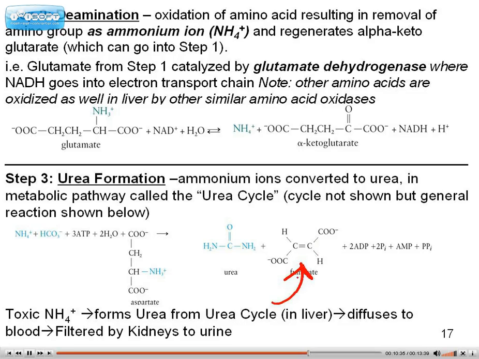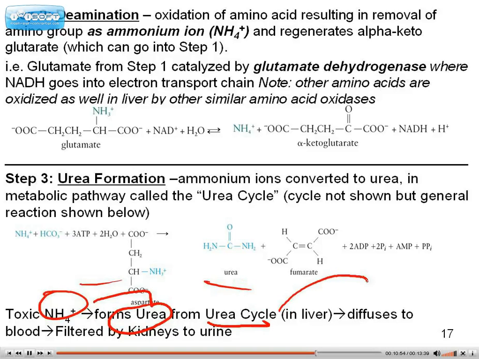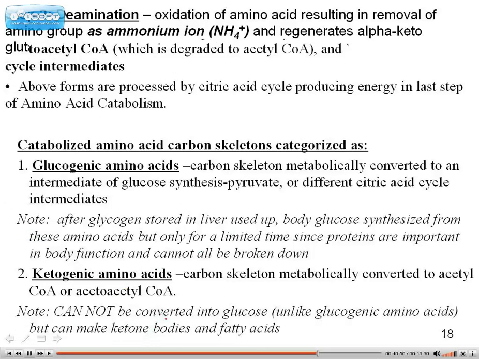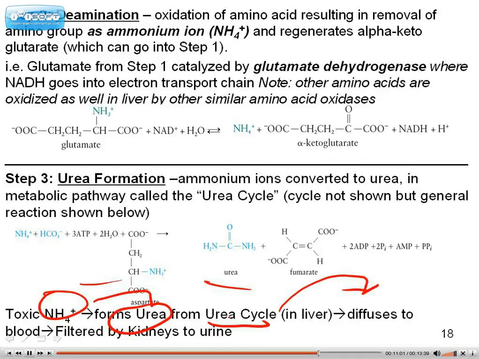Keep in mind it actually does take energy for this to occur. In summary, the ammonium is going to be transferred to an aspartate, which breaks down, forming a urea. We call this process the urea cycle. It's actually really complicated with multiple steps, so this is the before and after general reaction. This occurs in the liver, but then diffuses to the blood and then is filtered by the kidneys, at which point it is excreted.